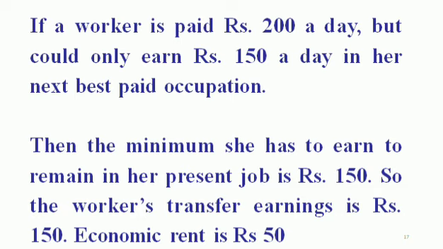Taking an example, if a worker is paid 200 rupees a day but could earn 150 rupees a day in her next best paid occupation, then the minimum she needs to earn to remain in her present job is 150 rupees. So transfer earnings would be 150 rupees. Economic rent would be 50 rupees. That is the difference between her total earnings and transfer earnings.